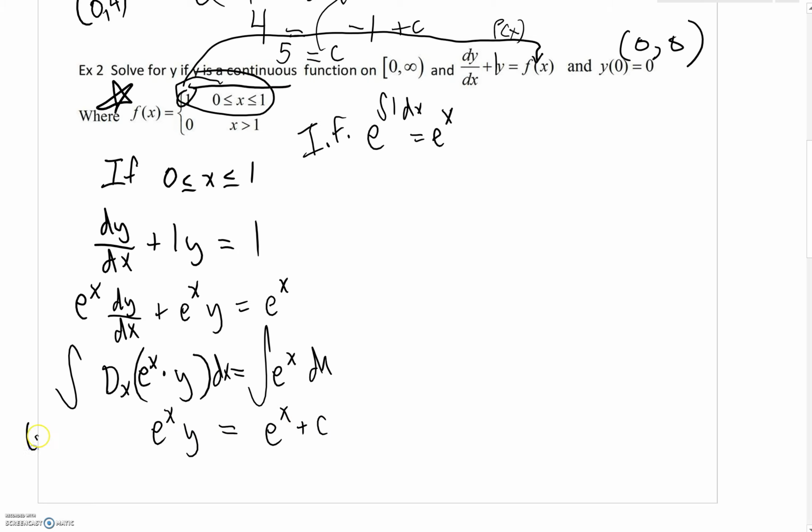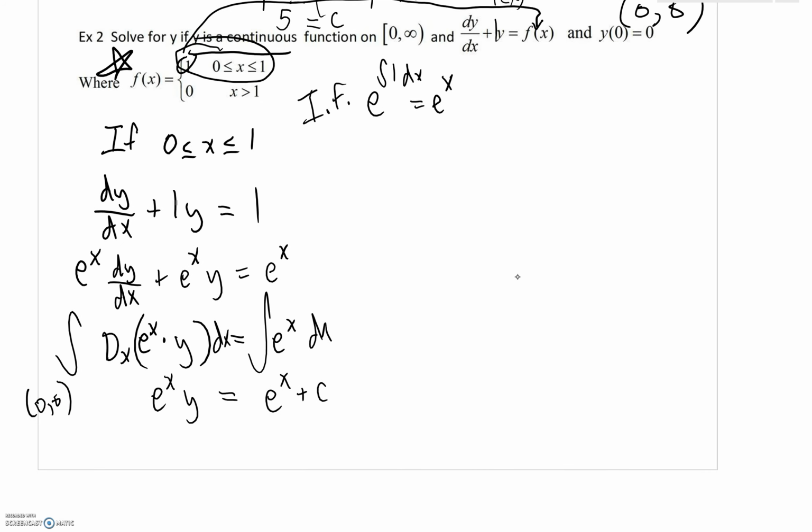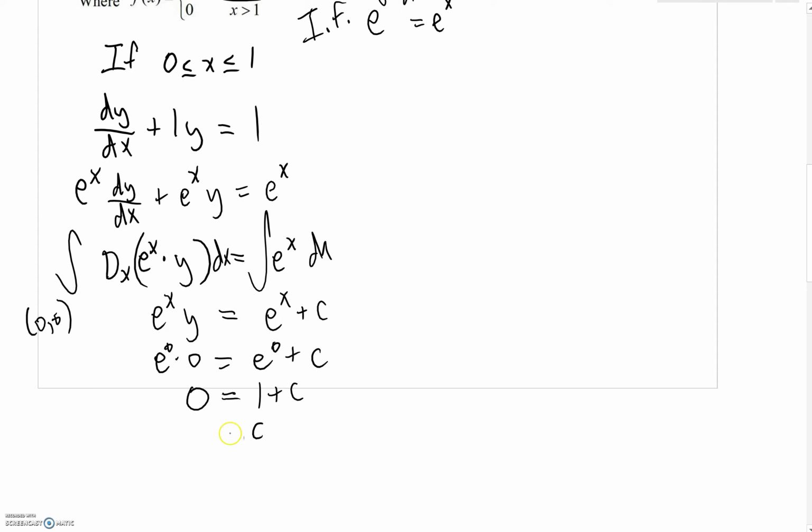But guys, you want to make use of your (0, 0). It's going to really say it's e to the 0 times 0 is e to the 0 plus c. So we get 0 is equal to 1 plus c. C is equal to negative 1. And guys, at this point, I do want to just call to your attention that we had e to the xy is equal to e to the x minus 1.